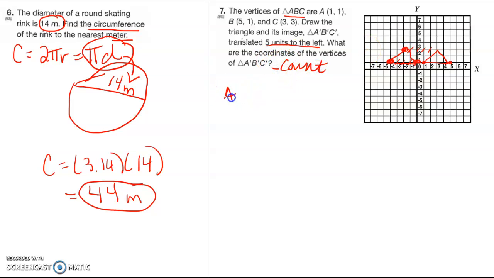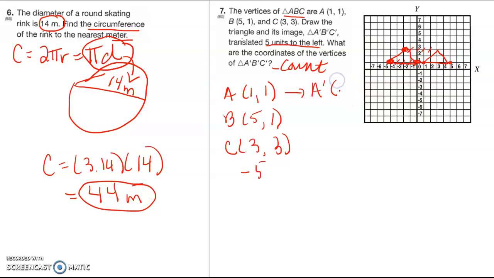or you can take ABC, 1, 1, 5, 1, 3, 3, and you can subtract 5 from the x. So that A prime is going to be negative 4, 1. B prime is going to be 0, 1. And C prime is going to be negative 2, 3.